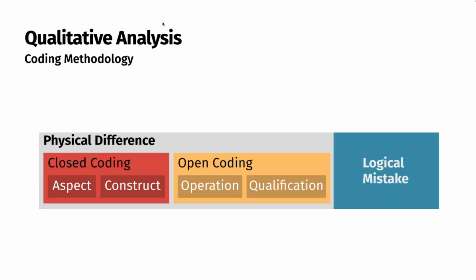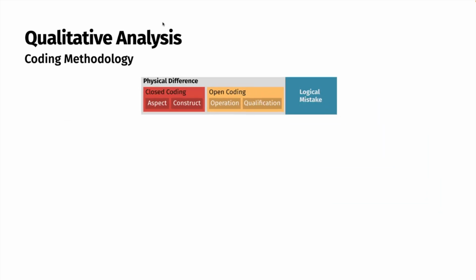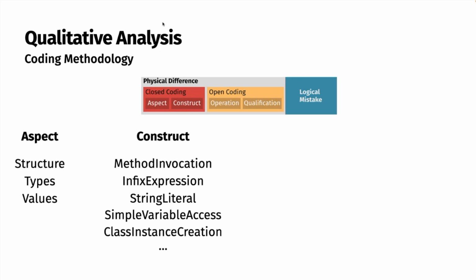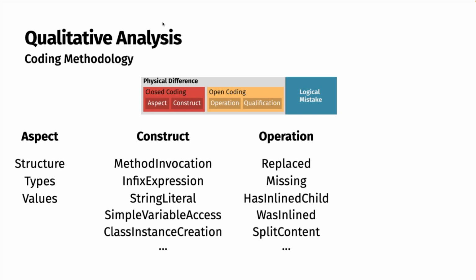So this is the structure of our codes. We have 5 parts: aspect, construct, operation, qualification, and logical mistake. The first part in gray there, the physical difference, is composed of the aspect, which is either structure, types, or values, which corresponds to the 3 aspects of the programming language that we are looking at using the notional machine. Then we have the constructs, which are the actual Java constructs that are involved in the deviation. The operation, so what happened to that particular construct.